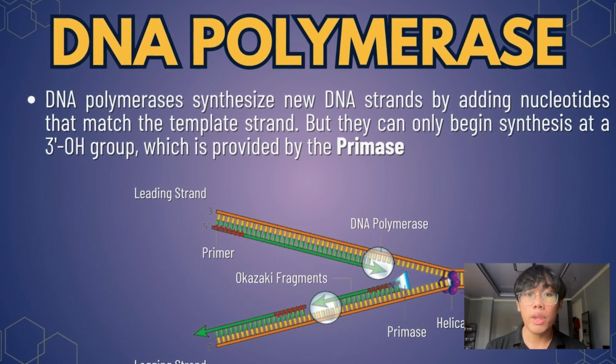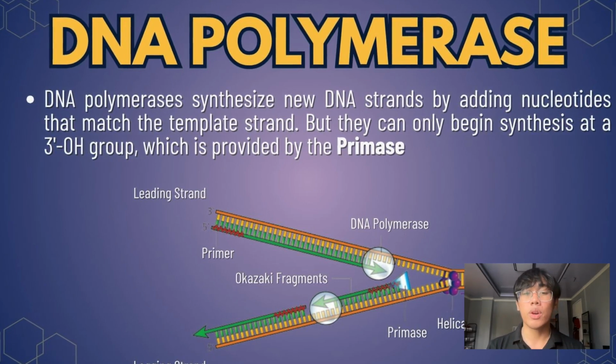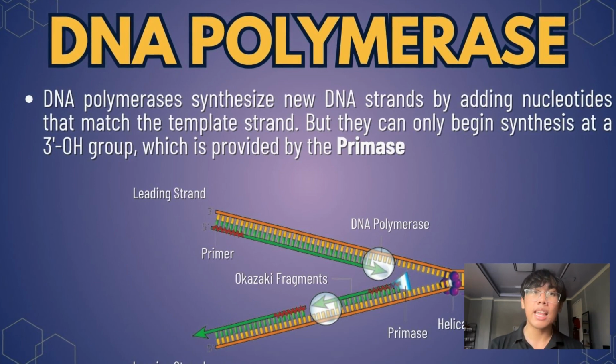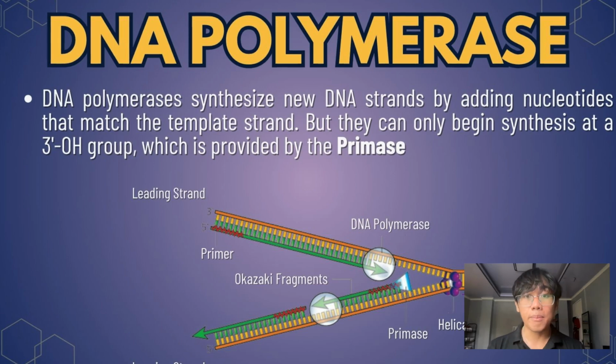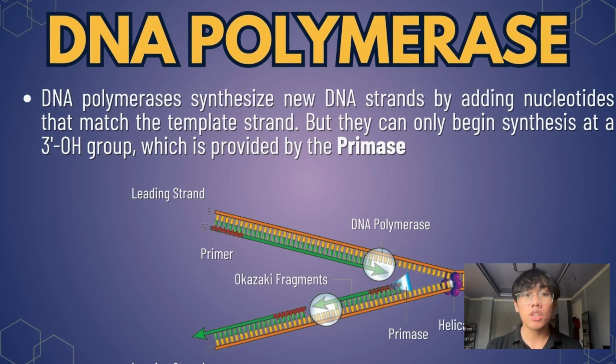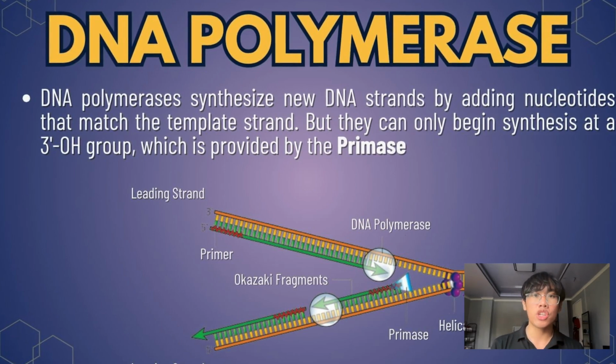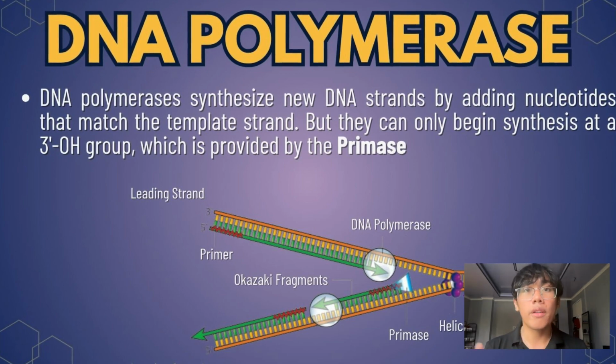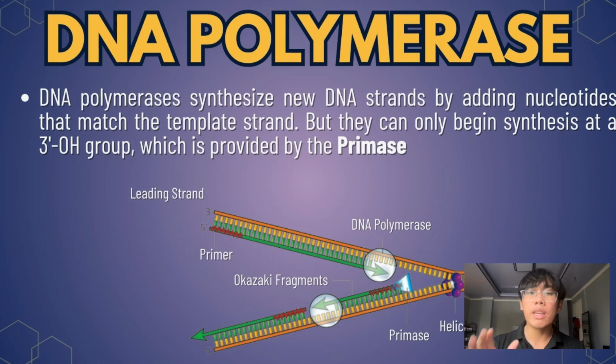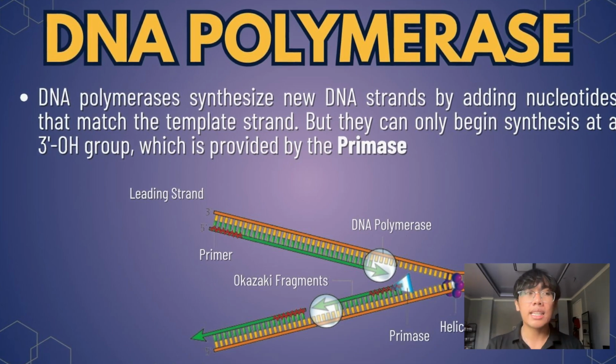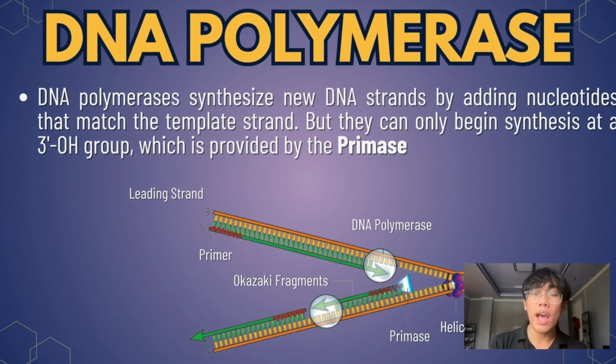Now, an analogy we can relate this to is that the DNA polymerase is like a construction worker laying bricks, but it can only start if someone else lays the foundation, which is the primase. On the leading strand, it's like paving a straight highway, but on the lagging strand, it's like building a road out of small concrete slabs where you have to put each piece individually and you have to stop frequently to restart.